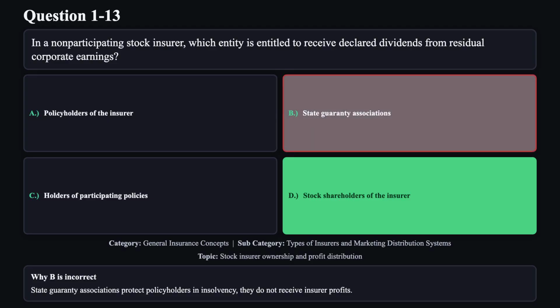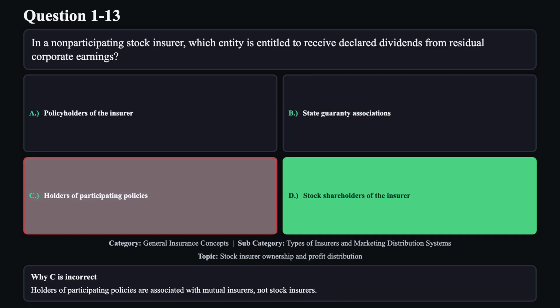State guarantee associations protect policyholders in insolvency. They do not receive insurer profits. Reason C is not correct. Holders of participating policies are associated with mutual insurers, not stock insurers.